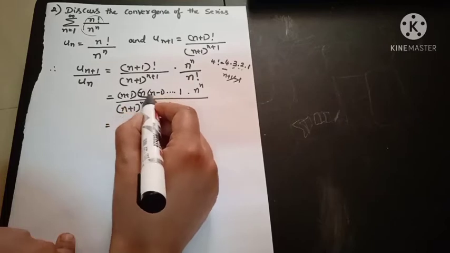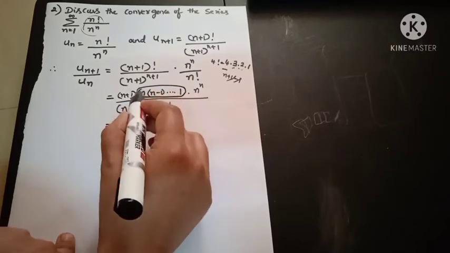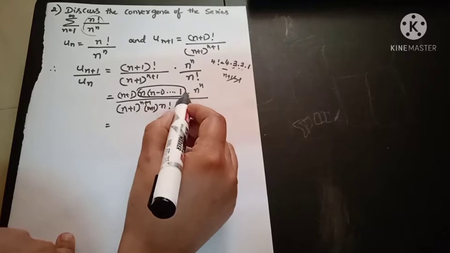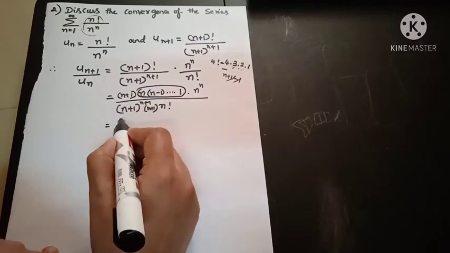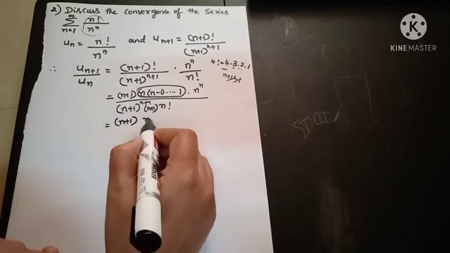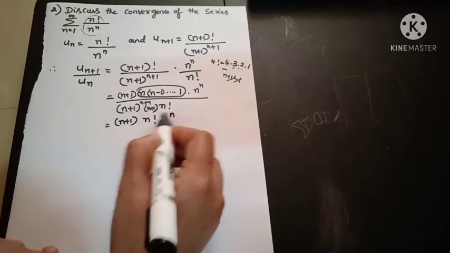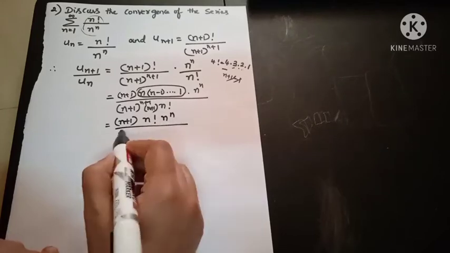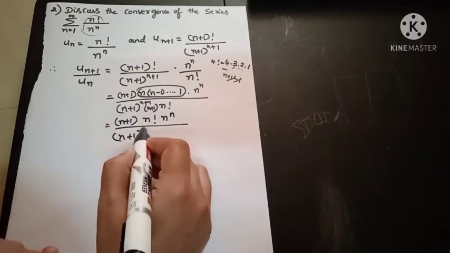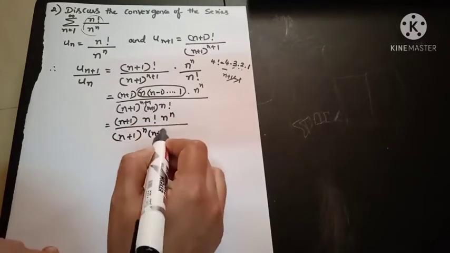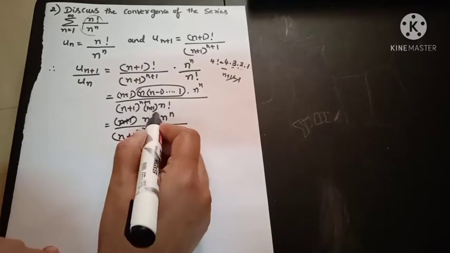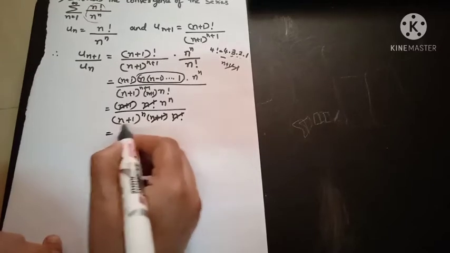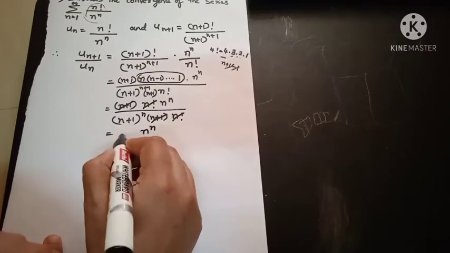This is nothing but n factorial. The expansion of n into n minus 1 up to 1 is n factorial. So I will write this as n plus 1, n factorial, n to the power of n as it is, n plus 1 whole to the power of n plus 1, n factorial. n plus 1 will cancel, n factorial will cancel.